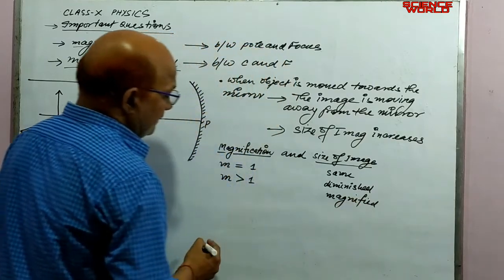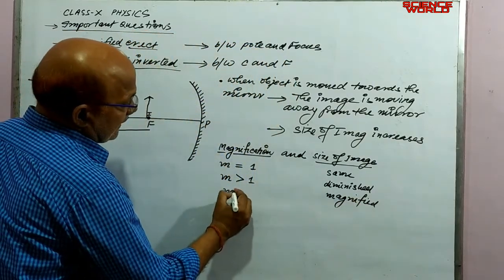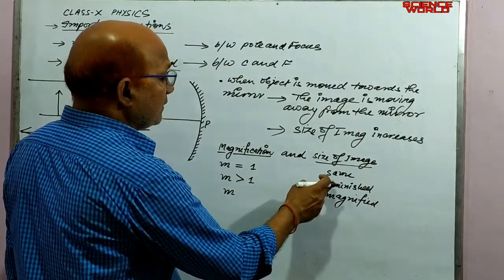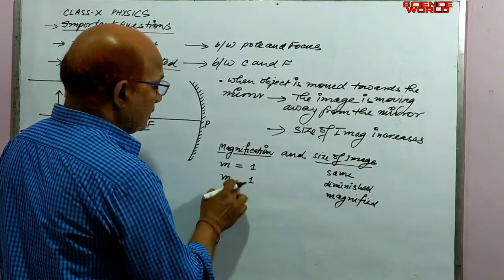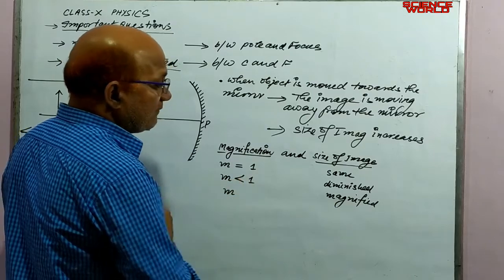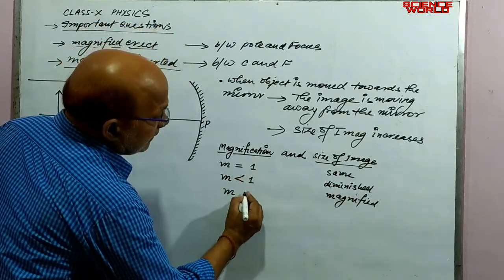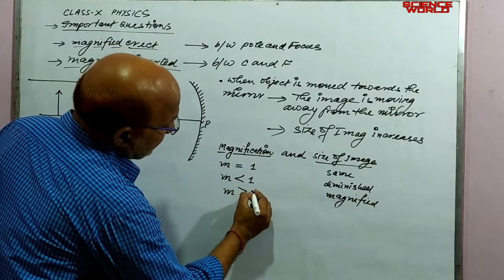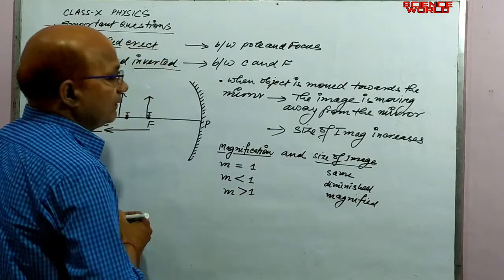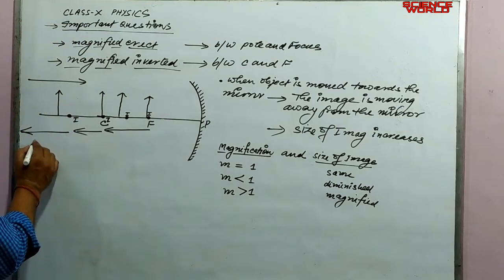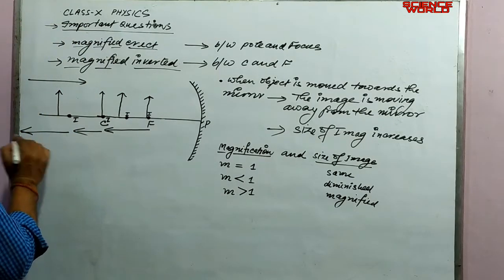In this case, the magnification, in case of diminished, magnification is less than 1, and if the size of image is magnified, the magnification is greater than 1. Okay. And now one more thing, it is also very important.